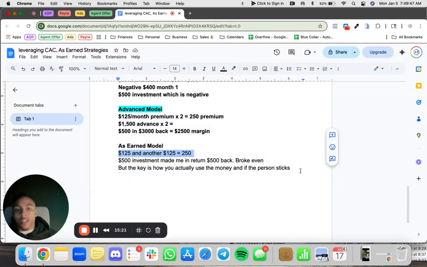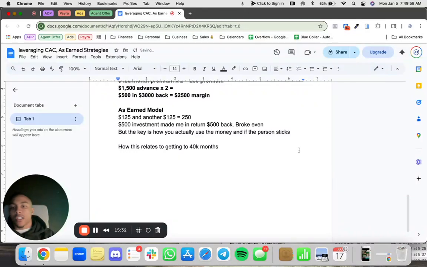All right, so let's walk through how this relates to getting to 40K months. People are like, yo, you took all this time, 15 minutes. Yeah, just follow me. So in examples, you take the as earned money and reinvest. This is why people say, yeah, you got to put it back into the business. This is what people actually mean. They just don't give you the behavior that you need to do. You take the as earned money and you reinvest.